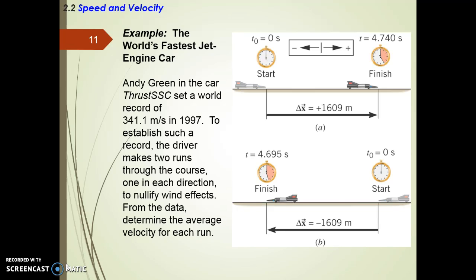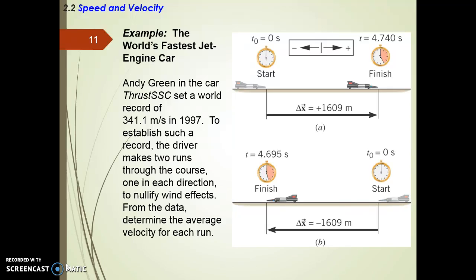So here's an example problem for you where you can practice trying to determine the velocity in different situations. So here we have a high-speed vehicle that set at one point the world land speed record of 341 meters per second. This was back in 1997. To establish the record, the driver has to drive 2 different directions. He has to go, turn around, and come back, driving a mile in each direction.